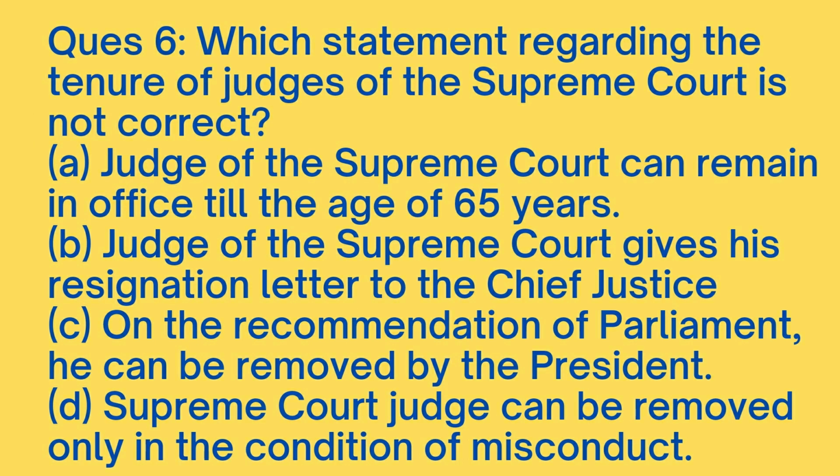Which statement regarding the tenure of judges of the Supreme Court is not correct? Judge of the Supreme Court can remain in office till the age of 65 years, correct? Judge of the Supreme Court gives his resignation letter to the Chief Justice. It is false. On the recommendation of Parliament, he can be removed by the President. True. Supreme Court judge can be removed only in the condition of misconduct. B is wrong.